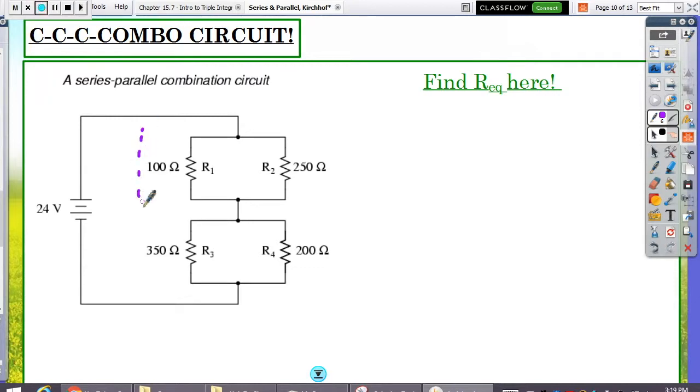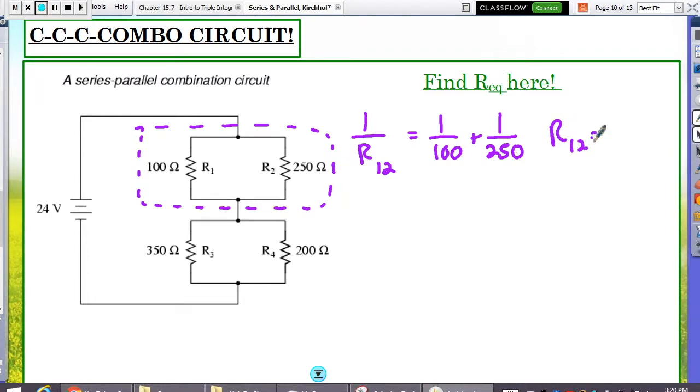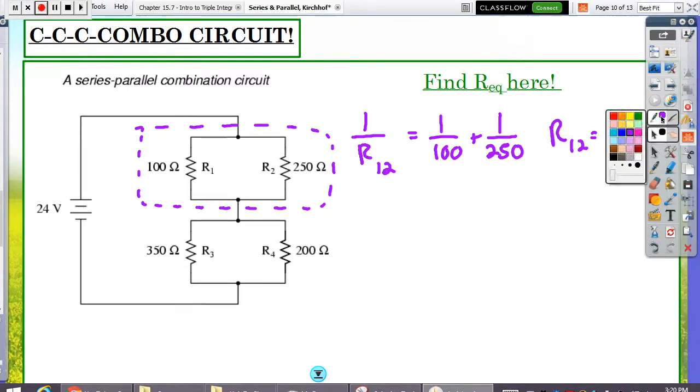And what I'm going to do is carve off little chunks, kind of like we did with capacitors before. So I'm going to take these two. These are perfectly in parallel. And I'm going to squish them together. And I'm going to say it's R1 and R2, so I'm going to call their combined resistance R12. So 1 over R12 is going to be 1 over 100 plus 1 over 250, which happens to be 7 over 500. But if you solve this out, you get R12 equals 71.43 ohms, which makes sense. It's smaller than either of those.